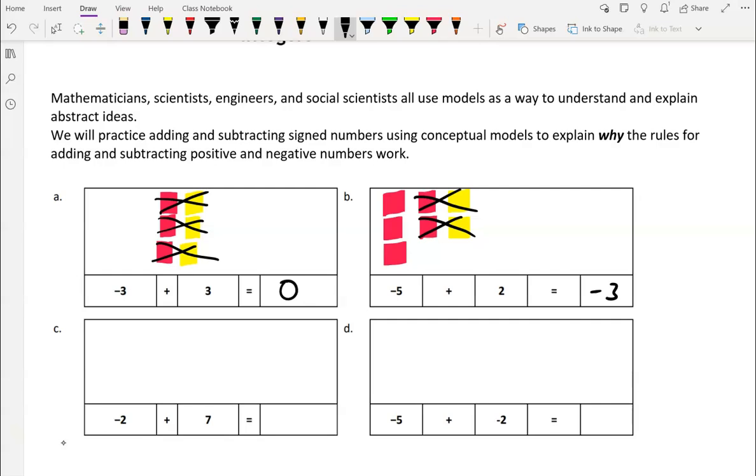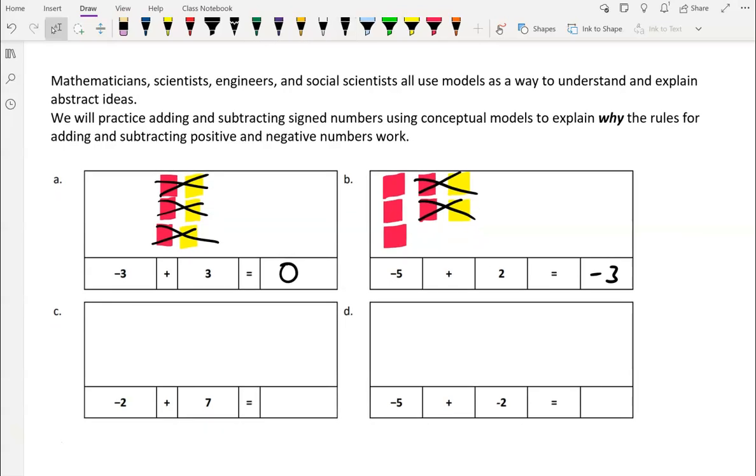Right? This is awesome. Let's try that again. Negative 2 plus 7. So negative 2 and positive 7: 1, 2, 3, 4, 5, 6, 7. Let's cancel out our 0 pairs. There's a 0 pair. There's a 0 pair. And what's left in our space? Well, we have 1, 2, 3, 4, 5. There are 5 positives left. So negative 2 plus 7 is 5.